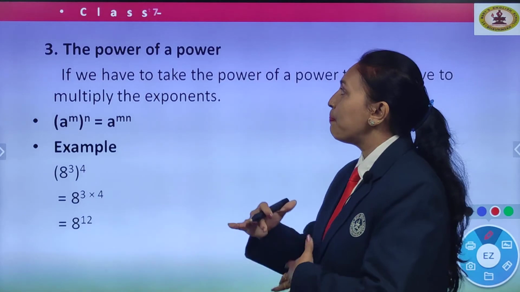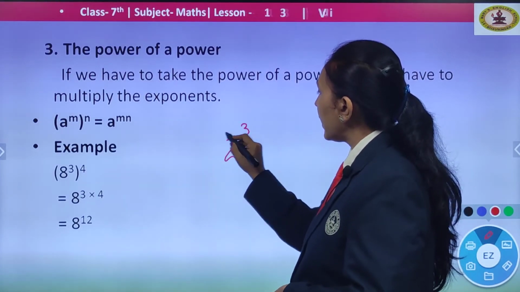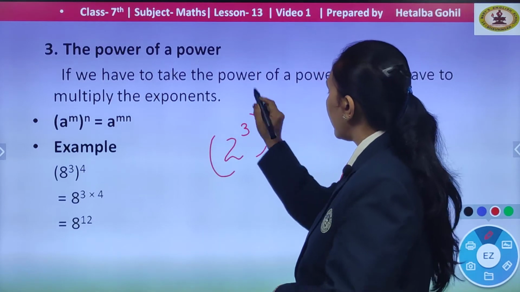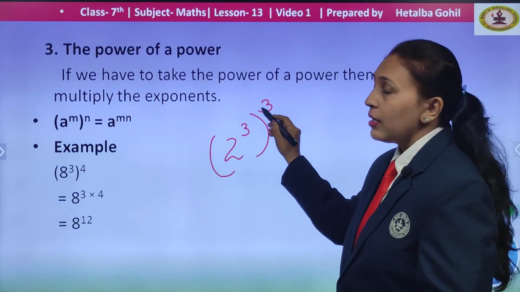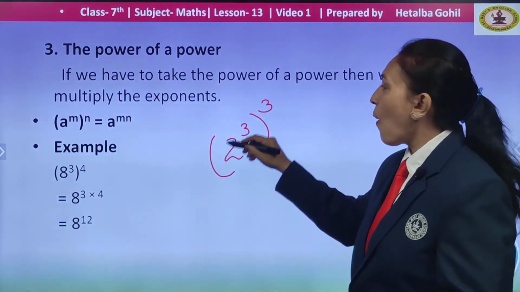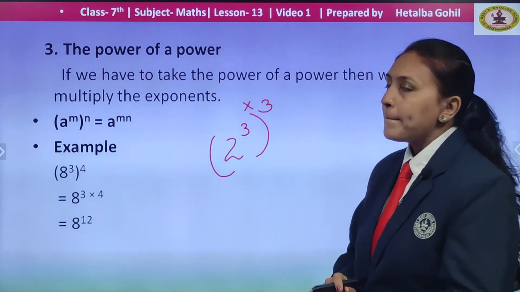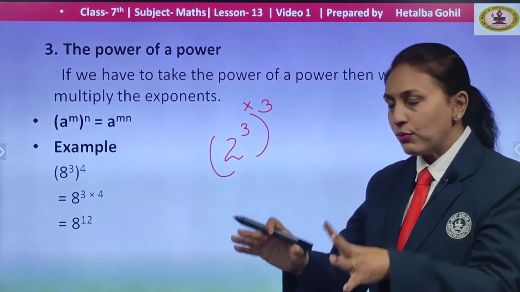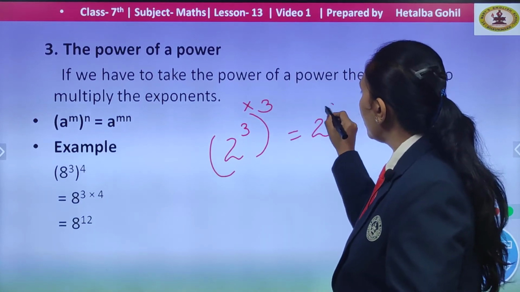Third, this is power of power, that is here 2 raised to 3, again raised to 3. In this, (2 raised to 3) raised to 3, we call it power of power. Here, in power of power, we usually multiply. We have to multiply here. Okay, that is, here we will get 2 raised to 9.